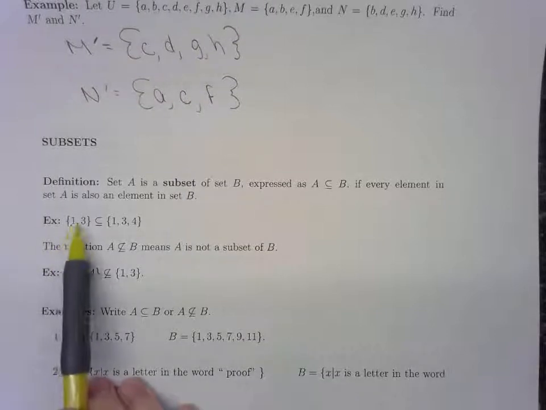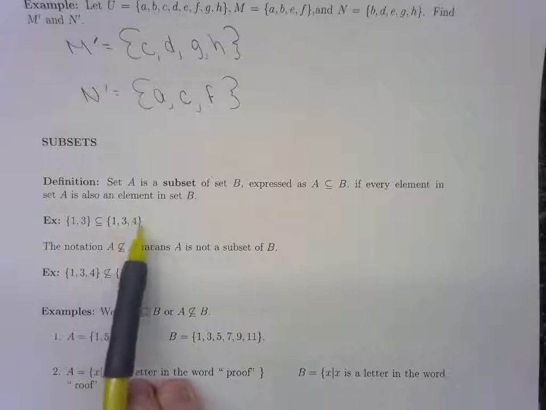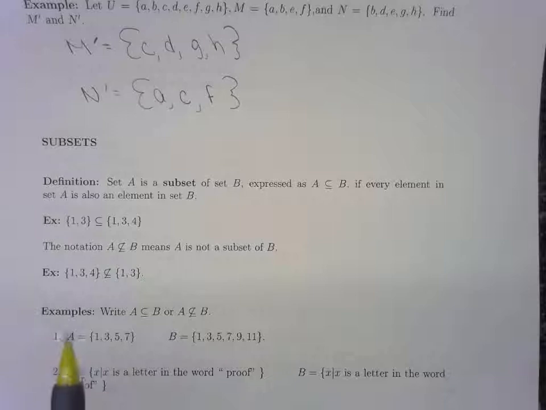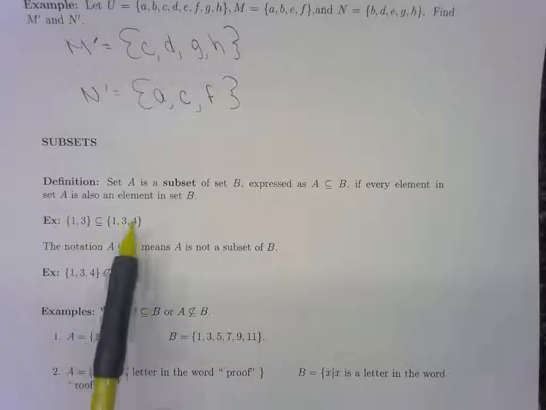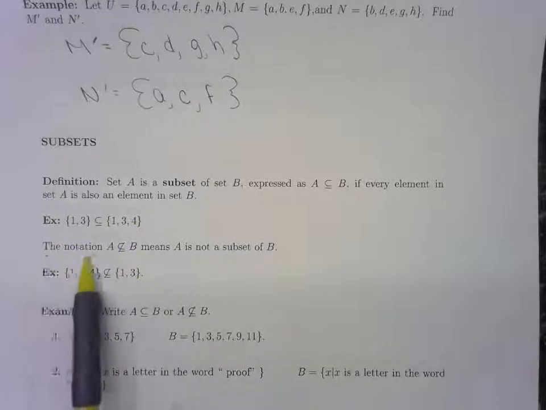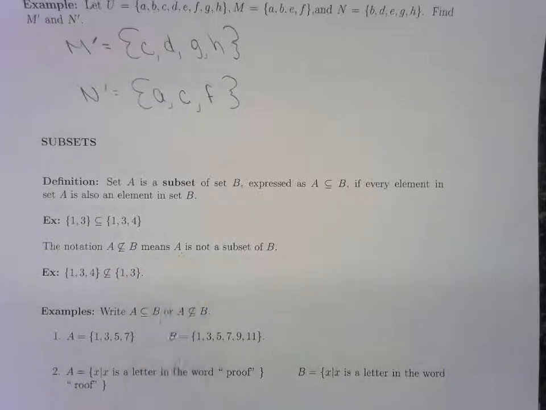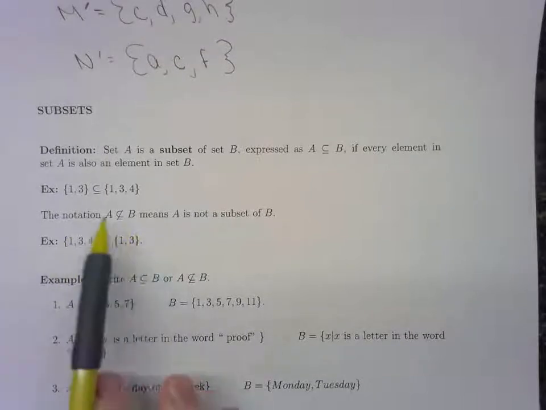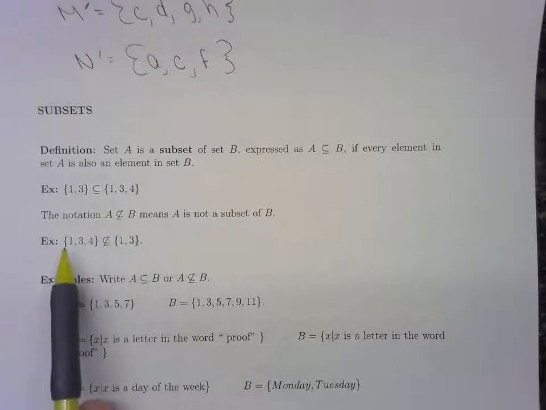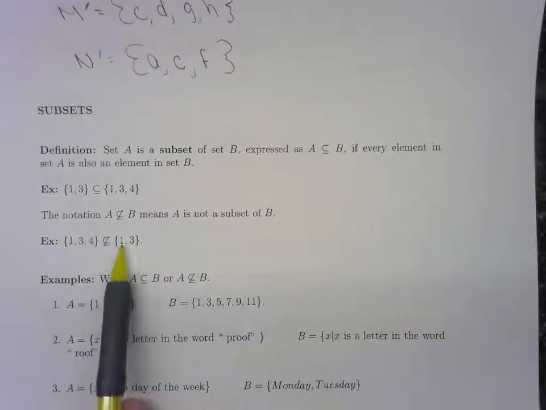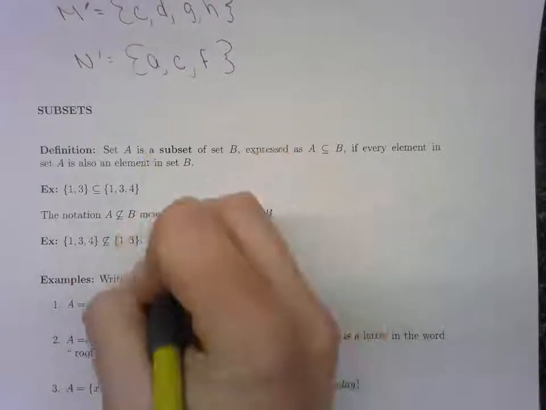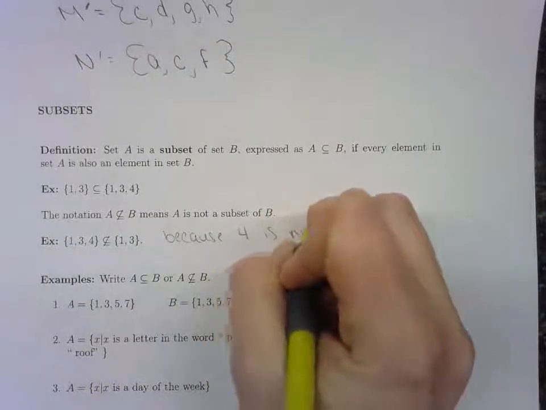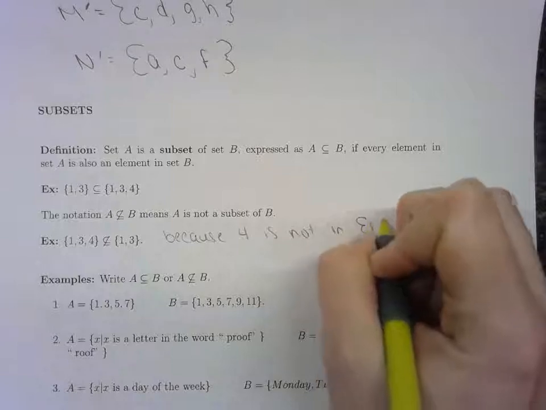So for example, {1, 3} is a subset of {1, 3, 5}. So you have 1, 3 in the set 1, 3, 5. I'm sorry, 1, 3, 4. Okay, so this is a subset of this. Okay, we also have the opposite. The notation A is not a subset of B means A is not a subset of B. Okay, so you just put a line through it to mean not. So the opposite of this, {1, 3, 4} is not a subset of {1, 3} because, and I'll put an explanation here, because 4 is not in the set {1, 3}.